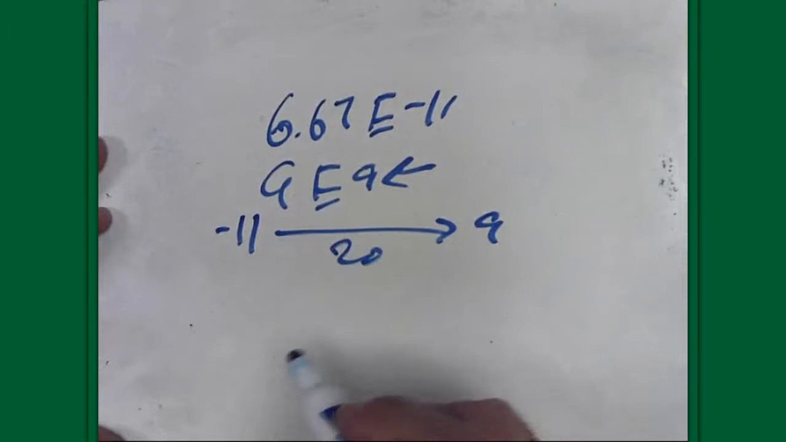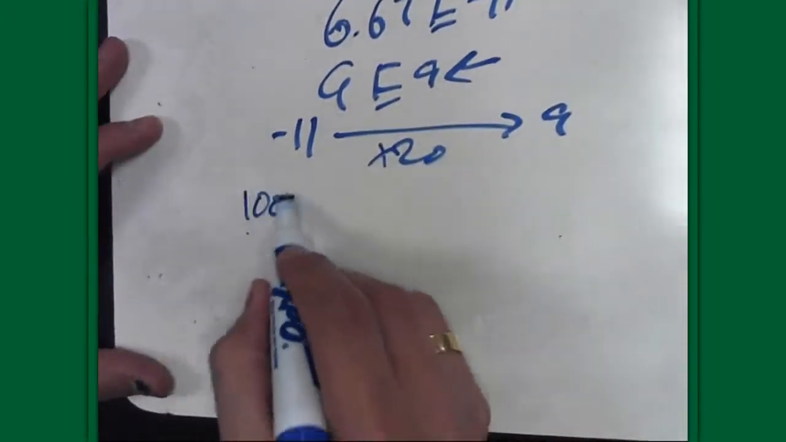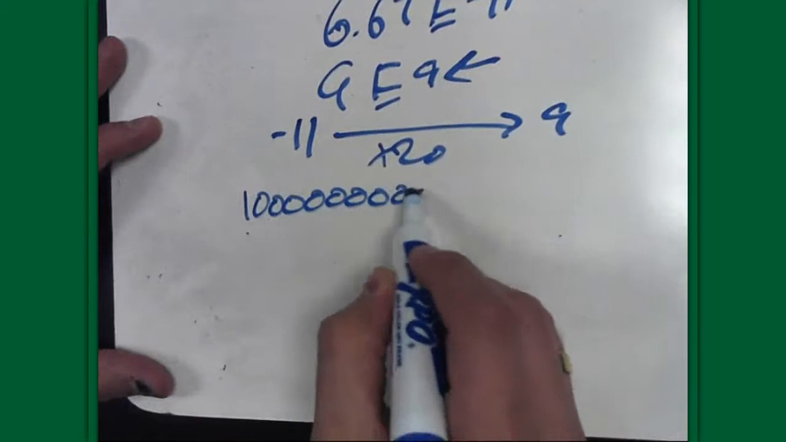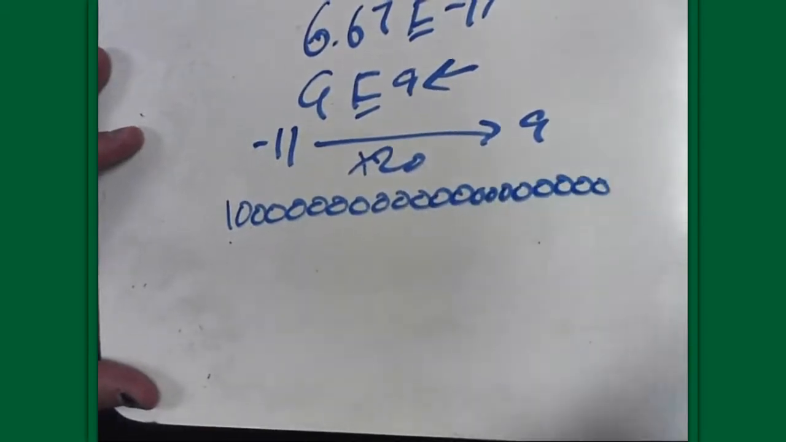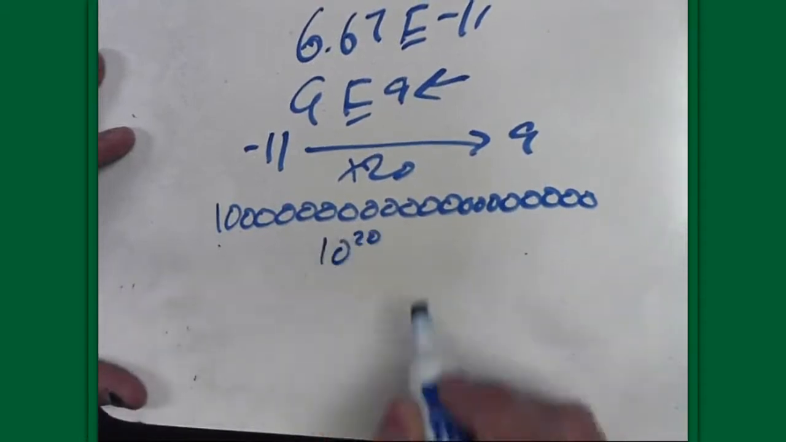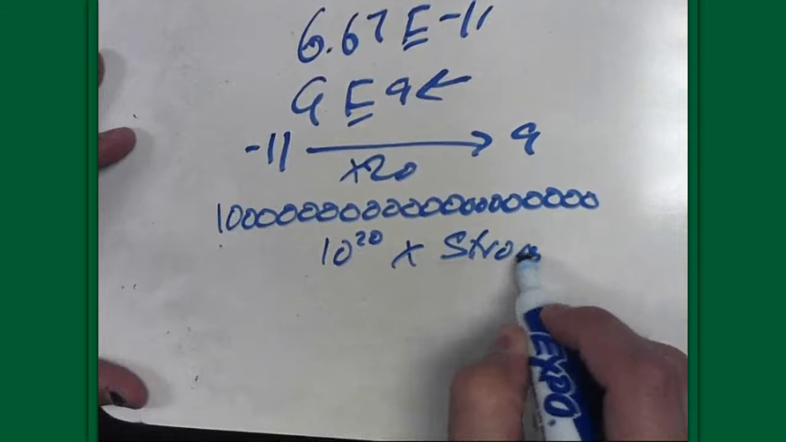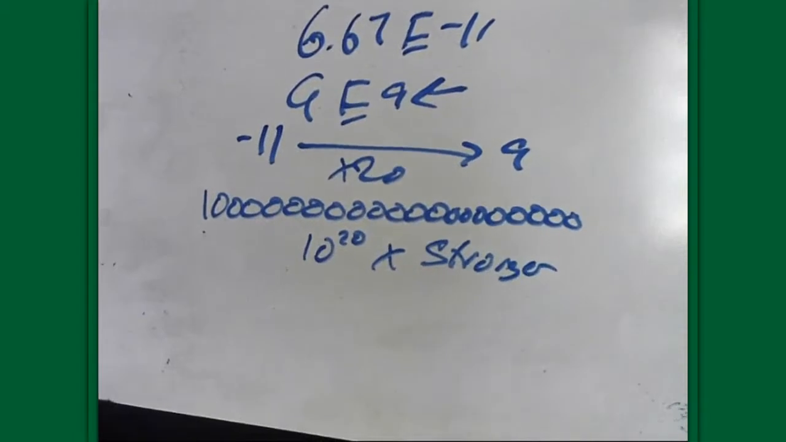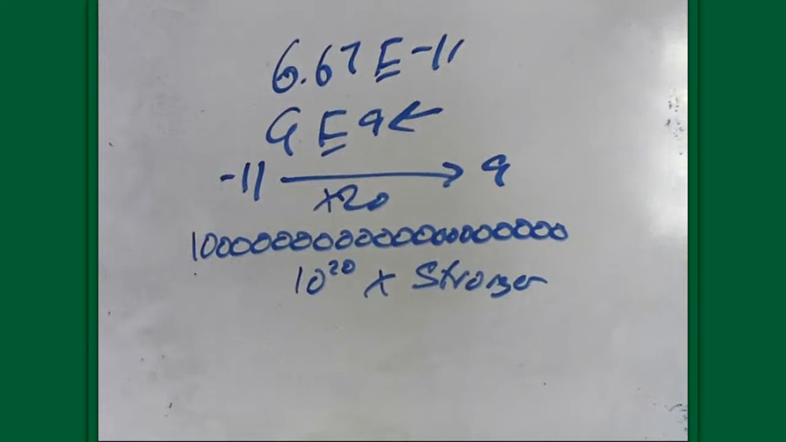20 orders of magnitude. That doesn't mean it's 20 times bigger. That means it's 1 with 20 zeros behind it. 10 to the 20th, or 100 billion billion times stronger than the force of gravity. The constant tells us what is going on here. So the electrostatic force is definitely much, much stronger, and you probably know that if you've been hurt by electricity before.